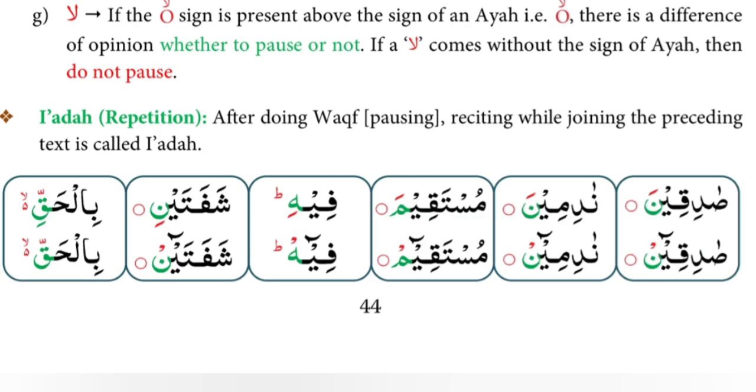For example, look at the first box in the first line. You can see the last letter of this word is noon, and noon has zabar on it, so you have to change zabar with jazm in case of waqf. Like this, sadiqina, in waqf, sadiqin. In the same way, you have to change pesh with jazm, two zer with jazm, ulta pesh with jazm, and all of these with jazm in case of waqf.